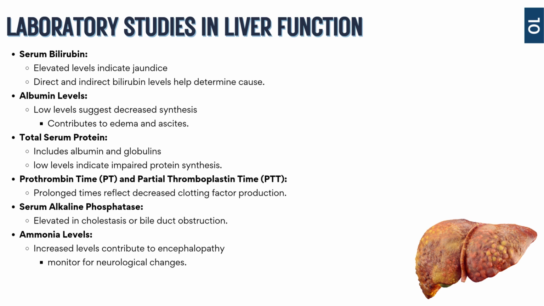Okay. Let's go back. Prolonged PT and PTT indicate impaired synthesis of clotting factors, increasing bleeding risk. Elevated alkaline phosphatase suggests cholestasis or biliary obstruction. We're going to hop on that for a section. Cholestasis, think chole, C-H-O-L-E. That should always make you think liver, like cholecystitis is what we call gallbladder issues, right? Cholestasis is a biliary obstruction.